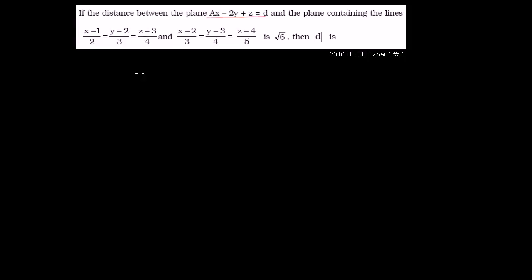So in order to talk realistically about distances between planes, those planes will have to be parallel. Because if they're not parallel, if they intersect with each other, the distance is clearly 0. And they're telling us here that the distance is the square root of 6. So the planes can't intersect. They must be parallel. So you have this plane up here. The equation here is ax minus 2y plus z is equal to d.